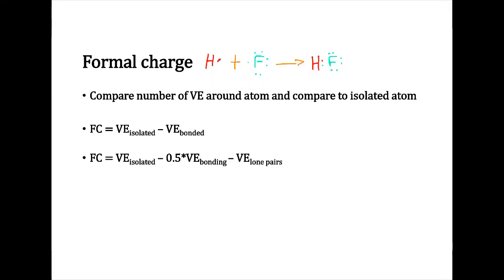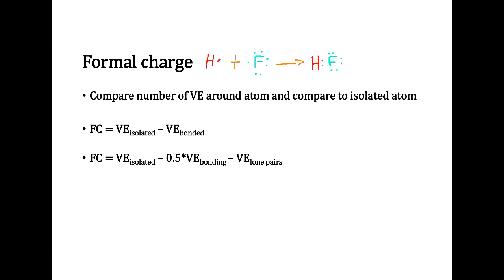Let's go ahead and begin our discussion on formal charge. For formal charge, we're going to compare the number of valence electrons around the species, or the molecule here, and compare it to what would occur in the isolated atom. The way that we calculate the formal charge, which I've abbreviated FC here, is you take the number of valence electrons from the isolated species, so a Lewis symbol like we have here, and then you subtract off the number of valence electrons that are found in the molecule.